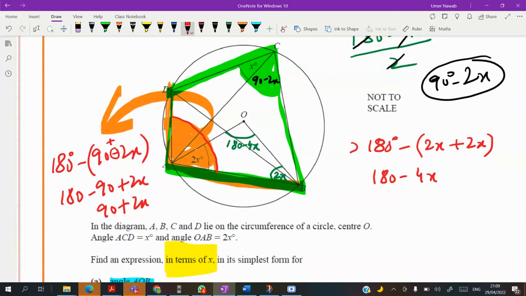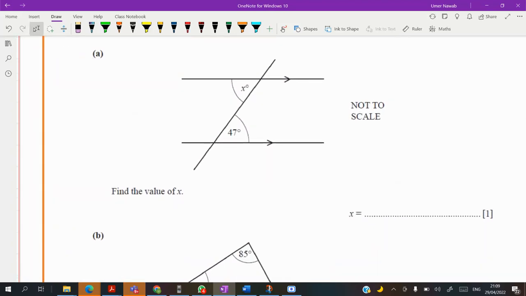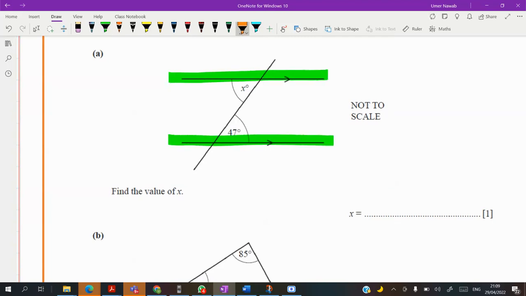Okay, guys. Next, two parallel lines are given. You know that if the lines are parallel, we can use the z concept. What is the z concept? This is the z concept. So this x should be the same as 47, and the name of this property is alternate angles. So x should be 47.